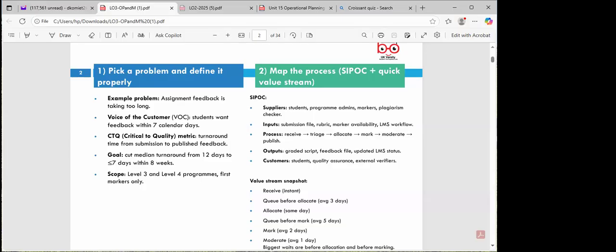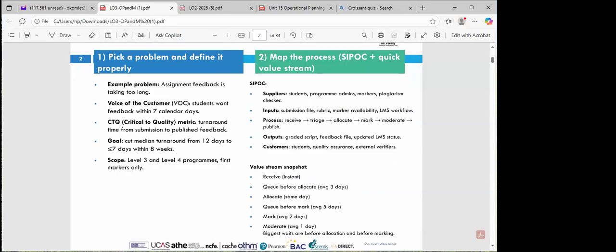Then you see turnaround time from submission to published feedback. The goal is to move the median turnaround from 12 days to 7 days within 8 weeks. The scope then will be level 3 and level 4 programs, first markers only. Map the process.